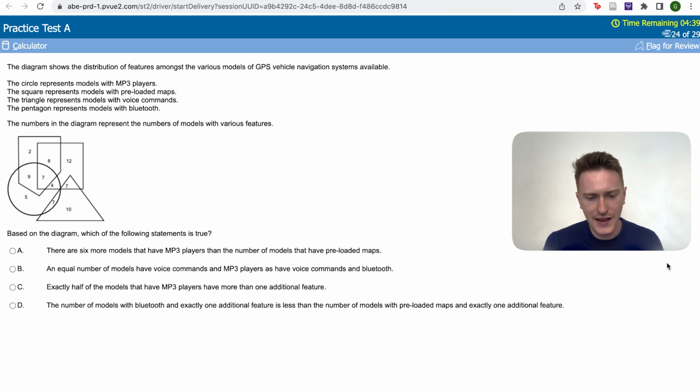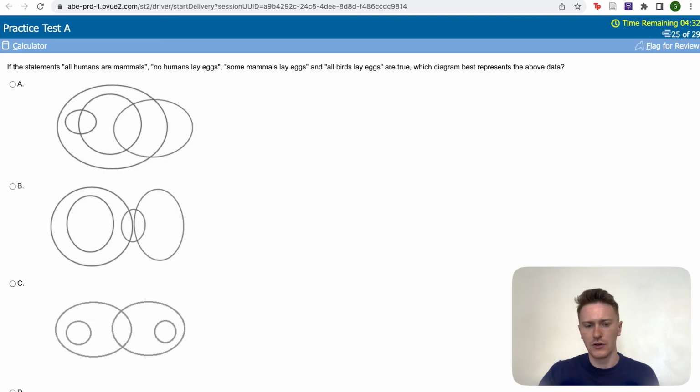And the same with this one. We're just going to run out of time. So I'm going to flag this one, guess C, because it's too long a question for the amount of time that we've got. Okay, these are more helpful.